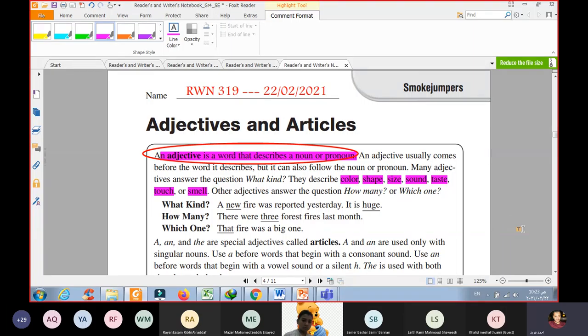Other adjectives answer the questions how many or which one. Bara, can you read what kind? Let's see. And after you, Abdullah Rida. Okay, go on. A new fire was reported yesterday. It is huge. Bara, where are you? Okay, Abdullah Rida, can you read it until Bara comes? What kind? A new fire was reported yesterday, it is huge. How many? There were three fires last month. Which one? The fire was a big one. Mm-hmm. Okay.